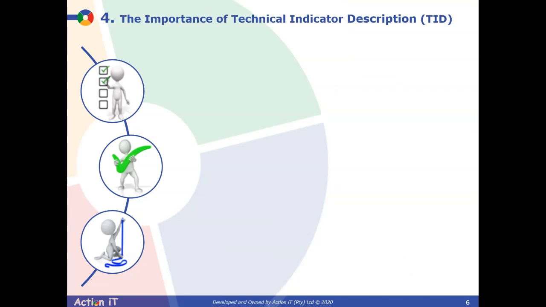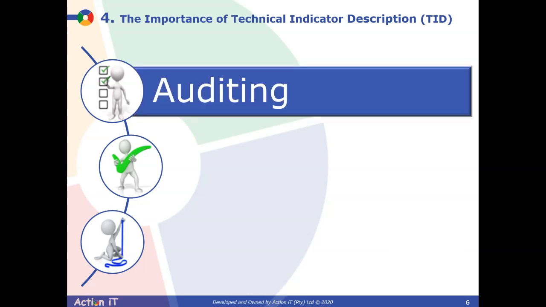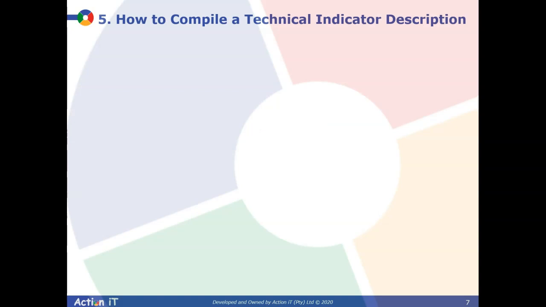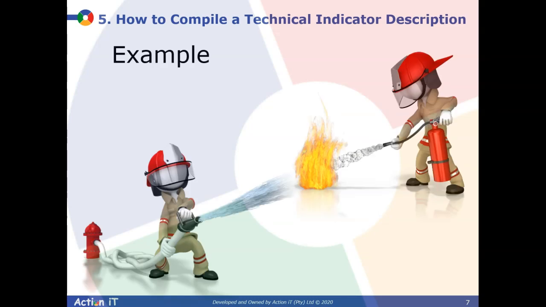Technical indicator descriptions are important and a valuable tool for the purpose of auditing, reporting, and planning. This will become clear to you as you work through the example. We will look at the process of compiling a TID. This will be done by using an indicator in the fire function as an example.